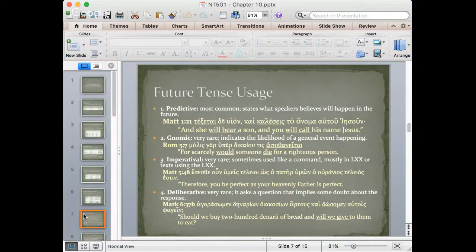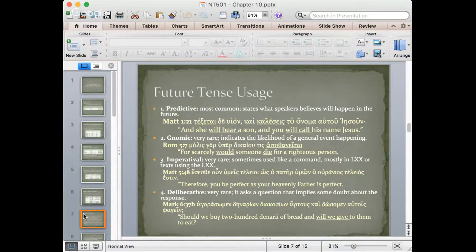Deliberative, it's very rare. It asks a question that implies some doubt about the response. So from Mark 6, should we buy 200 denarii of bread, and will we give it to them to eat? So they're deliberating on kind of a will we, won't we? And sometimes just the raw future tense is used for this.